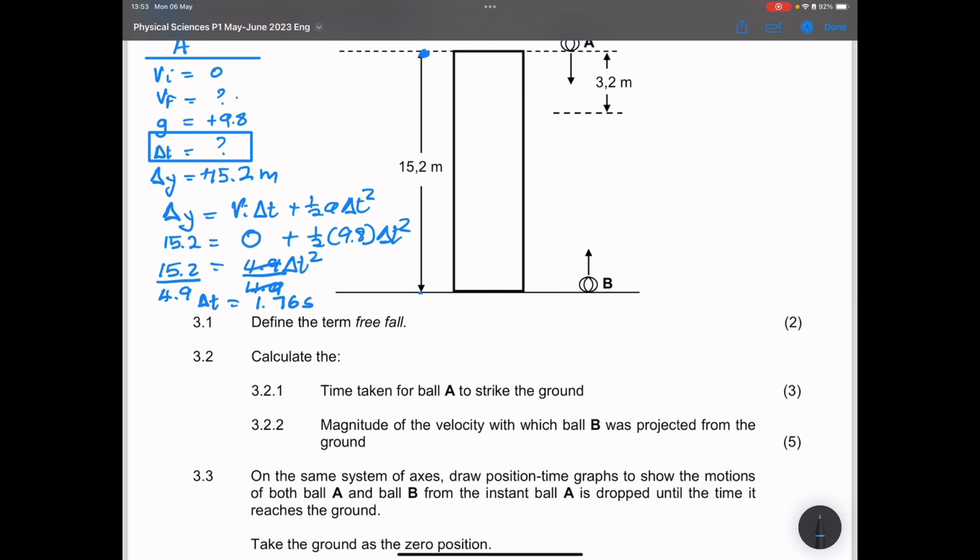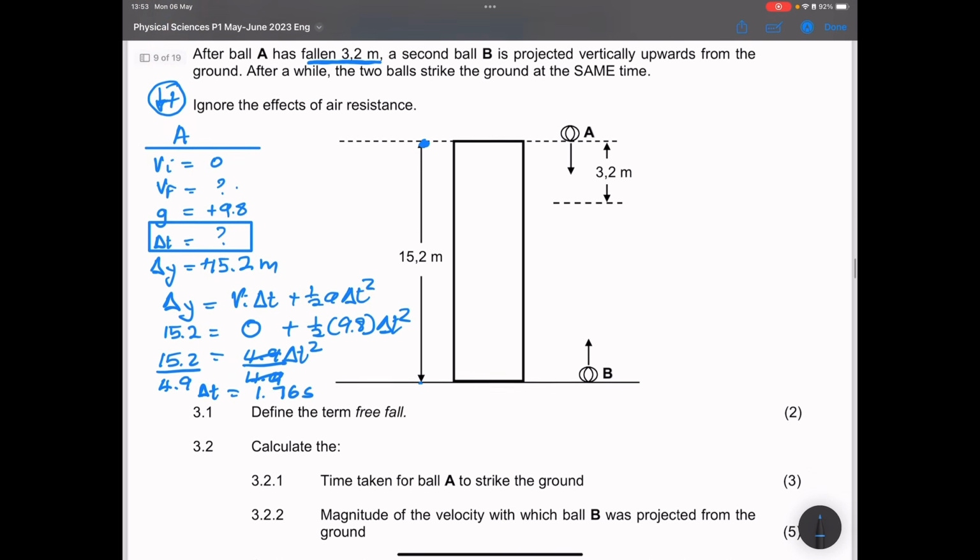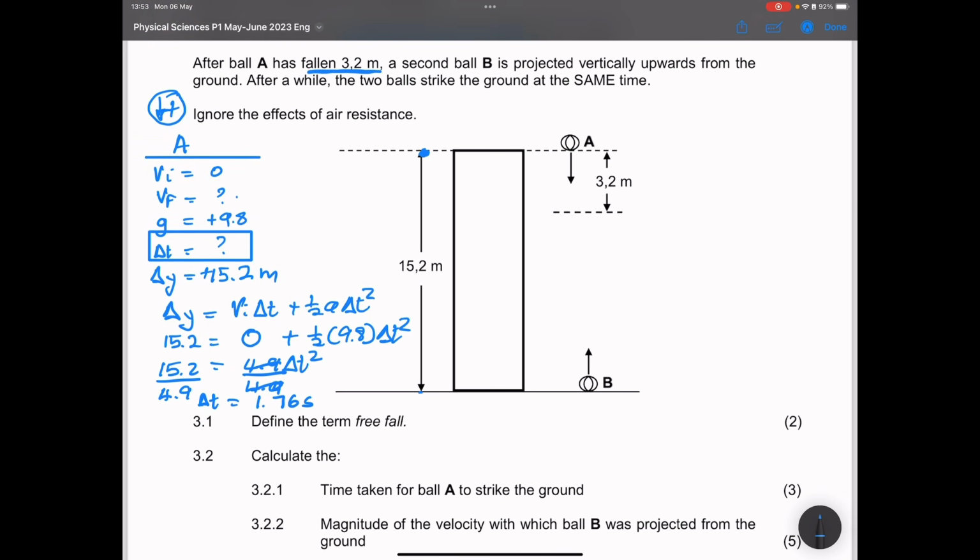They say, calculate rather the magnitude of the velocity with which ball B was projected from the ground. Now I want you to remember ball B was projected only after A has been moved 3.2 meters from its original position, right? And they land on the ground at the same time. So if we can find the difference of time that A took from that position, 3.2 meters below the original point, to the ground, then I would find the time that it took for B to travel.